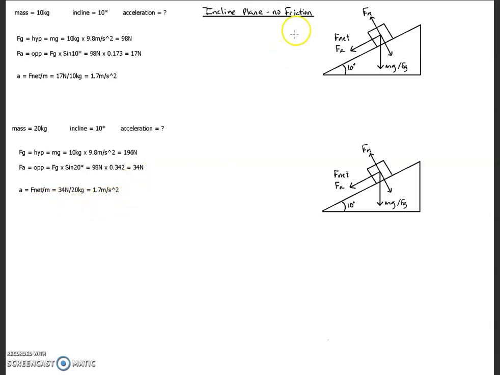Now again, remember, this is no friction. So the masses cancel out. They become irrelevant. And it's the angle that's affecting the rate of acceleration within this formula here. So that's one thing to just be aware of when it comes to this scenario with inclined planes.